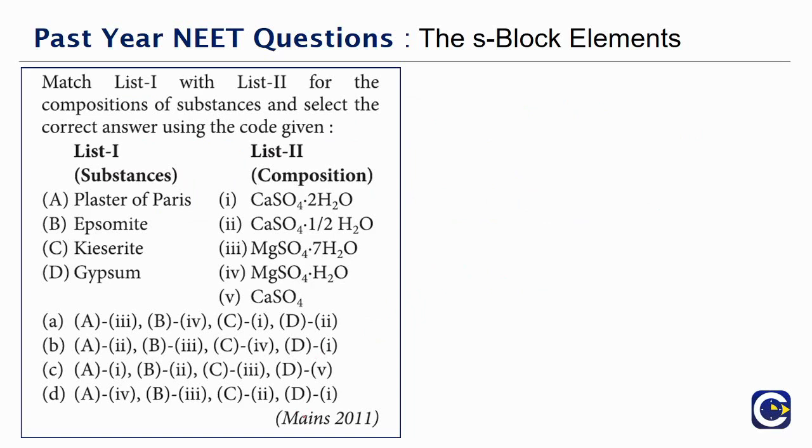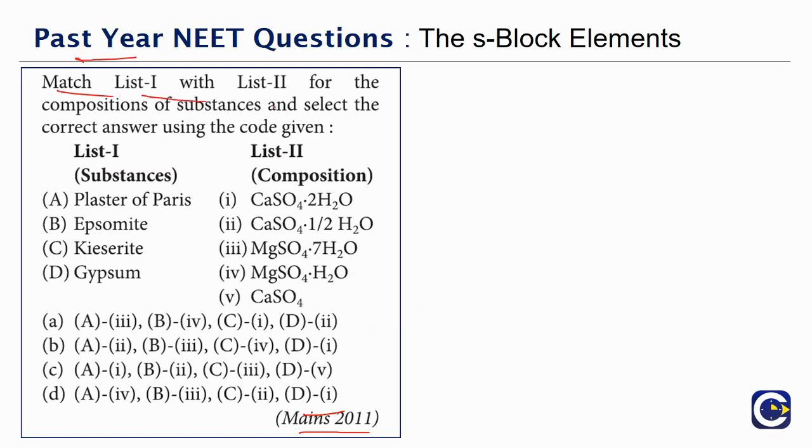We'll start with a question that has come in the mains paper 2011. This is a match the following type of question. Even in some of the other chapters where we got these match the following questions, we would have told this point that these are a little bit tricky to answer. So even if you are not able to match all the options, if you are able to match at least some of them, you might sometimes get through with the correct answer. So we will see how it can happen.